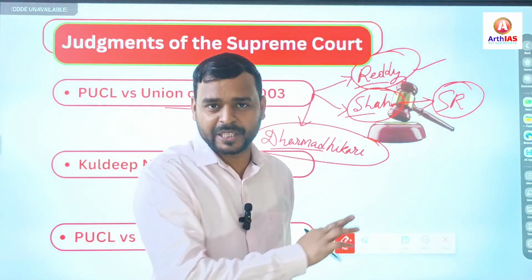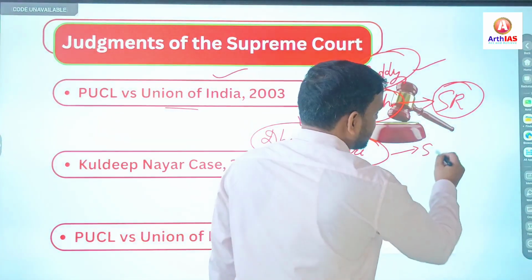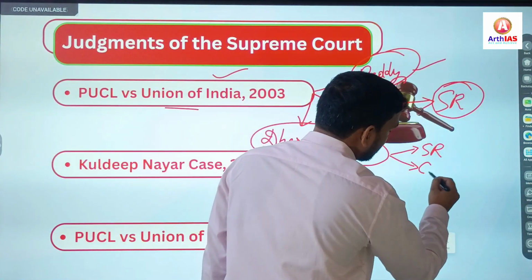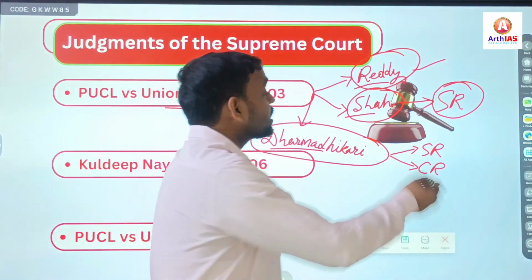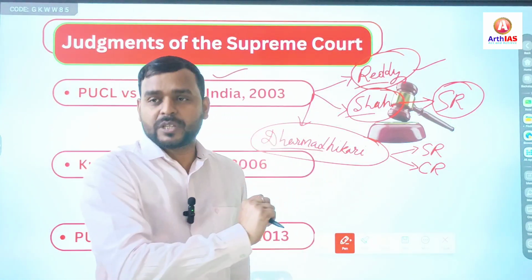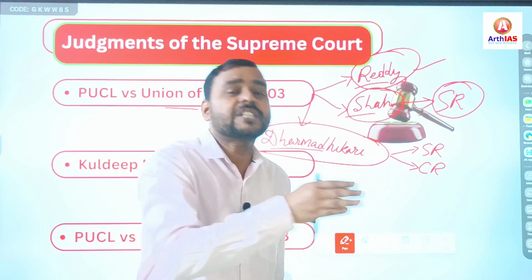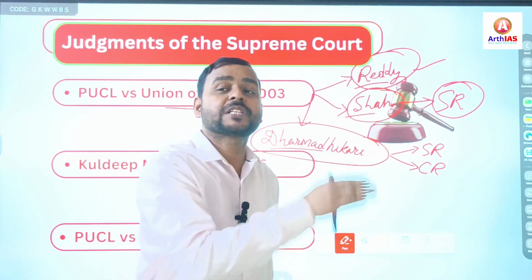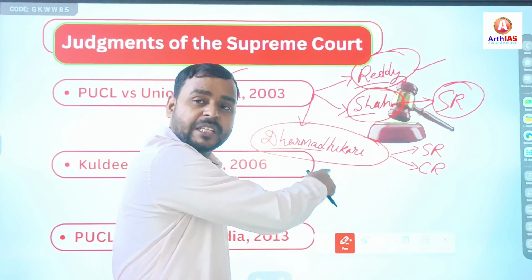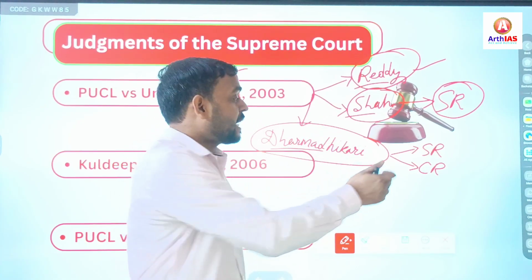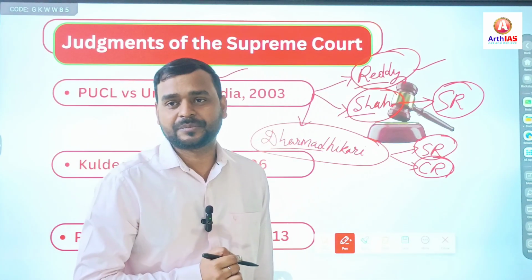Now, Justice Dharmadhikari. He tried to balance the judgment. Balancing the judgment means he said that the right to vote is a statutory right as well as a constitutional right. Why? Because he said that the right to vote is ambiguous. Article 326 indirectly mentions the right to vote, and certain sections of the Representation of People Act also mention the right to vote. That's why Justice Dharmadhikari opined that the right to vote is ambiguous, and hence he upheld that it is both a statutory right as well as a constitutional right.